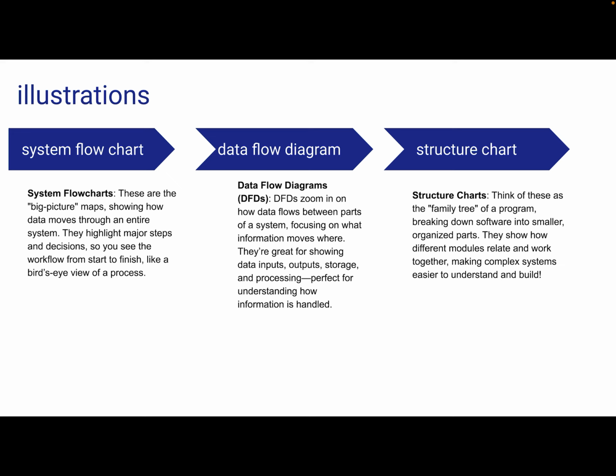Data flow diagrams, most commonly known as DFDs. DFDs zoom in on how data flows between parts of a system, focusing on what information moves where. They're great for showing data inputs, outputs, storage, and processing, perfect for understanding how information is handled. Structure charts. Think of these as the family tree of a program, breaking down software into smaller, organized parts. They show how different modules relate and work together, making complex systems easier to understand and build.